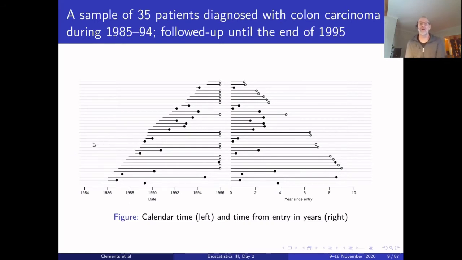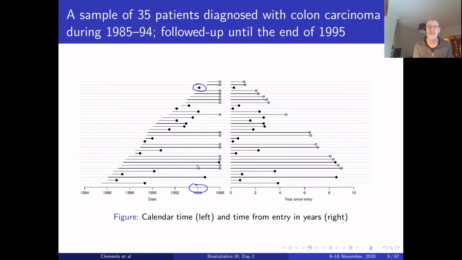To give an example, based on our 35 patients with colon carcinoma, we've got an individual here who started around here and is followed and then has an event. So they started maybe late 1993 and had an event close to the beginning of 1994.